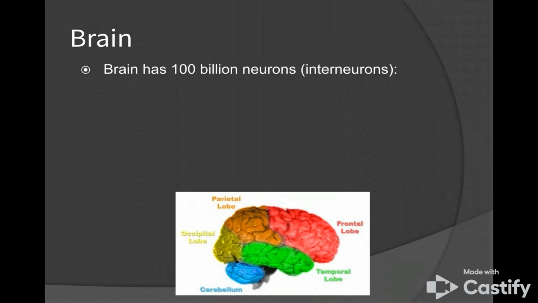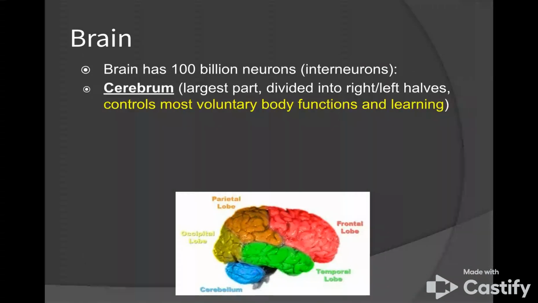The brain has different parts to it. It has 100 billion neurons. Those are all those thinking or interneurons. It's broken up into different parts. The cerebrum is the largest part. Your cerebrum contains all of these different colored lobes up here, and it has a right and a left half. This controls most of your voluntary bodily functions and learning. So anytime you're choosing to move your body, you're drawing, you're painting, you are playing catch, and anytime you're learning, all of that is happening in this big part of your brain right up here.